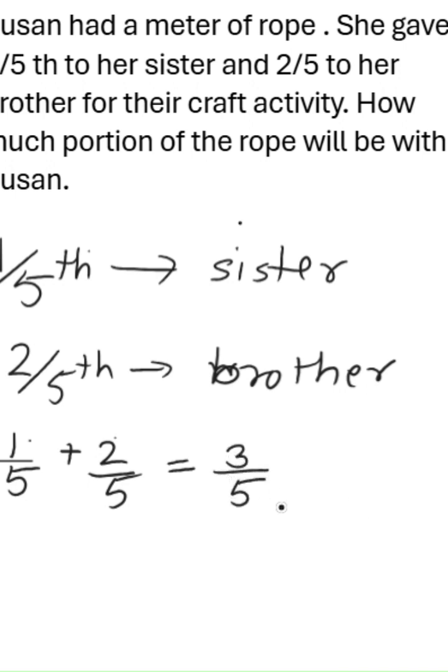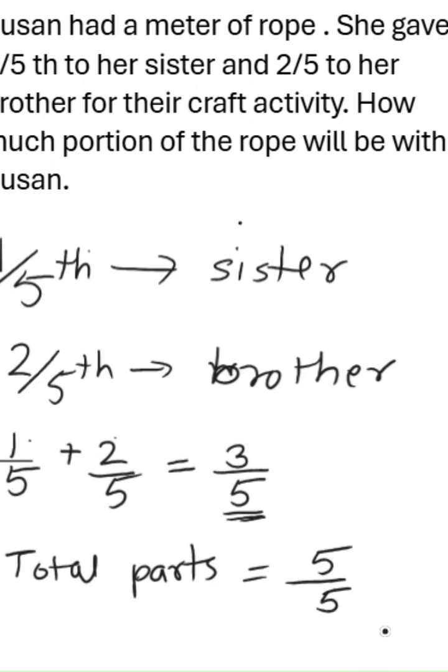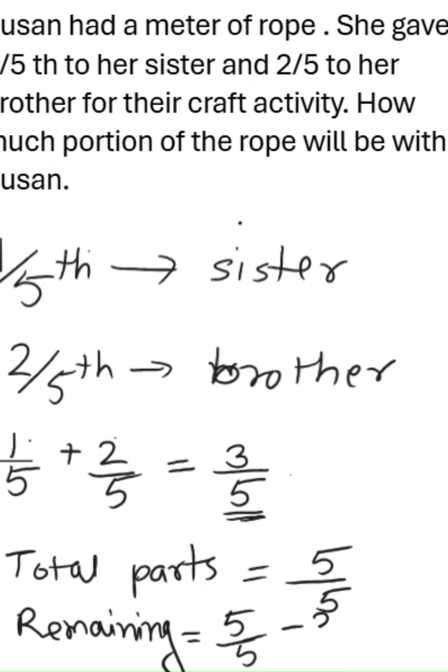Now there are 5 parts of the rope, of a 1 meter rope. So the total parts are 5, so the total rope is 5 by 5. Out of this 5 by 5, we have to subtract this. So the remaining rope will be 5 by 5 minus 3 by 5, which equals 2 by 5. This much rope will be remaining.